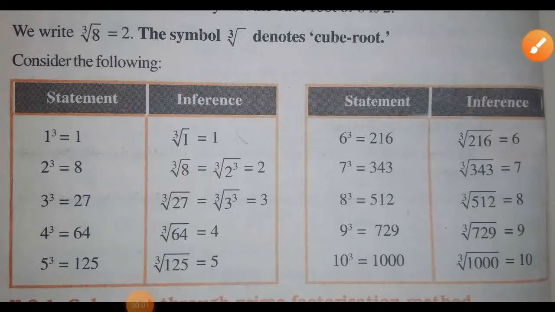Now we are talking about cube roots. We write the cube root of 8 as 2. The symbol, a 3 under the root sign, denotes the cube root. It is called the cube root. Consider the following statements. 1 raised to the power 3 means the cube of 1, that is 1. Cube of 2 is 8. Cube of 3 is 27. Cube of 4 is 64. Cube of 5 is 125. So the statement is the cube of 1 is 1, and the inference is the cube root of 1 is 1.